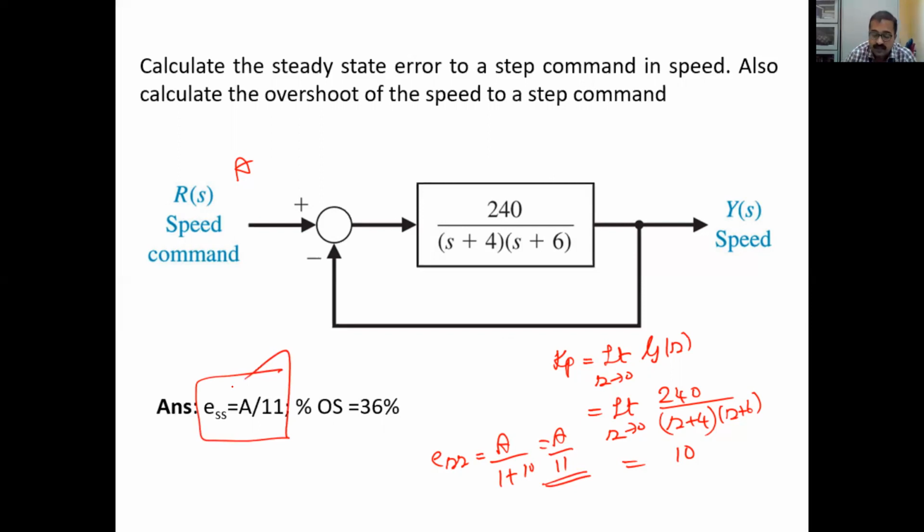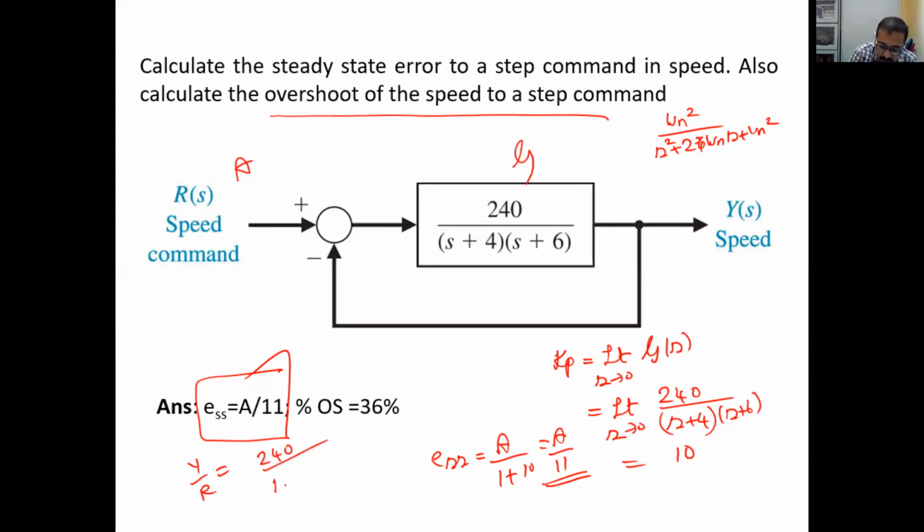Now what's the next question? Calculate the overshoot. How will you calculate overshoot? For overshoot, we have to have the transfer function in standard form. What's the standard form? The closed loop system should be in standard form: omega n square divided by S square plus 2 zeta omega n S plus omega n square. So this is my G. What will be the closed loop transfer function? Y by R. Y by R will be G divided by 1 plus G. So you should get 240 divided by S square plus 10S plus 24.